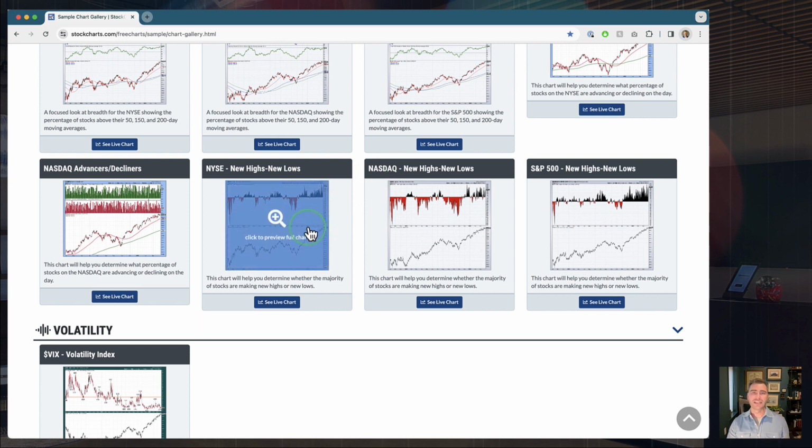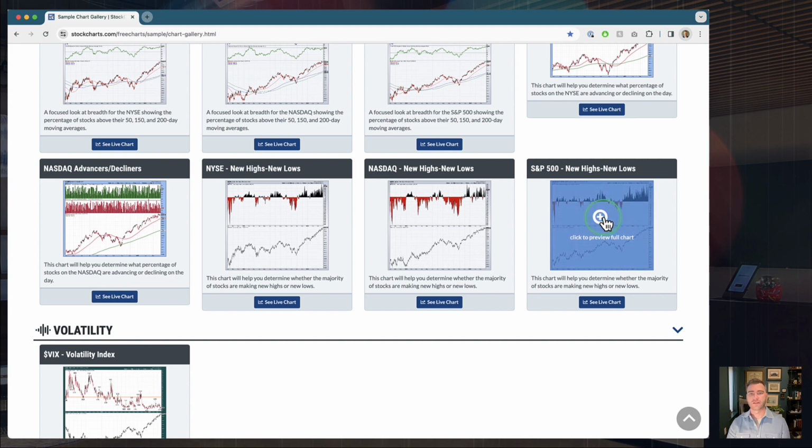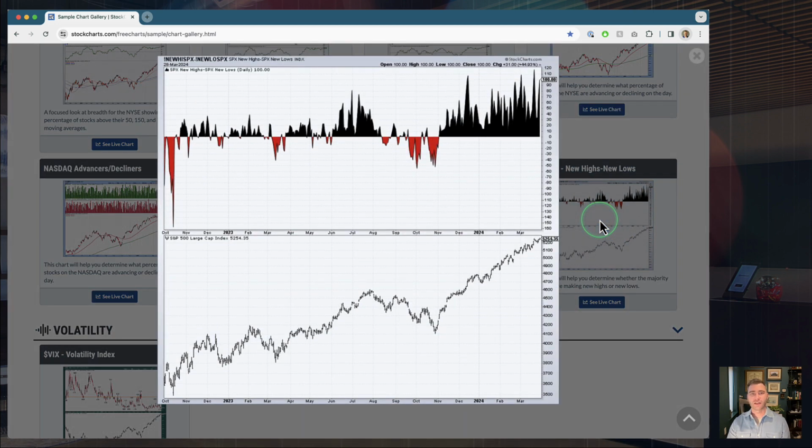Finally, in a similar fashion to what we had with those percent above key moving averages, we've got new highs minus new lows for the NYSE, for the NASDAQ, and for the S&P 500. So what this is going to tell us is basically, are the majority of stocks making new highs or are the majority of stocks making new lows?